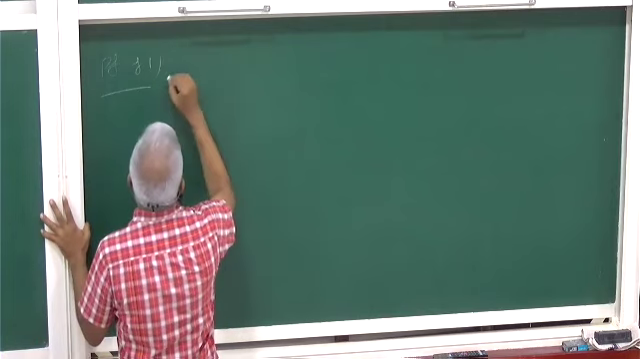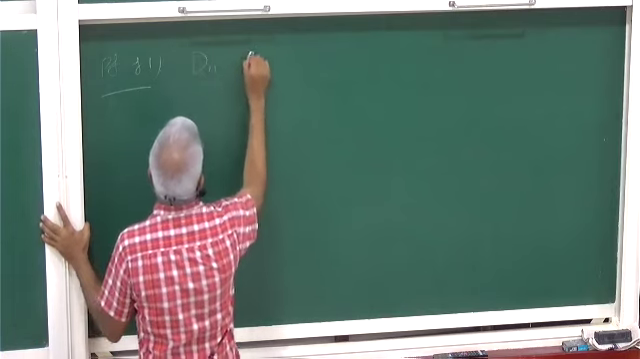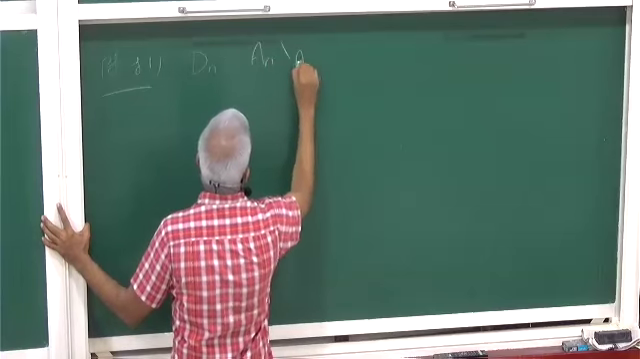For one, you just take Dn equal to An minus An plus 1.